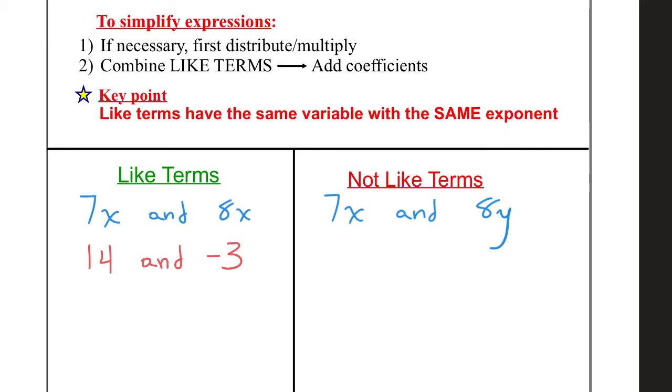An example of not like terms, kind of similar to that: if we slap an x onto one of these and not the other, we can't say a constant and something with a variable are like terms. Those are not like terms.